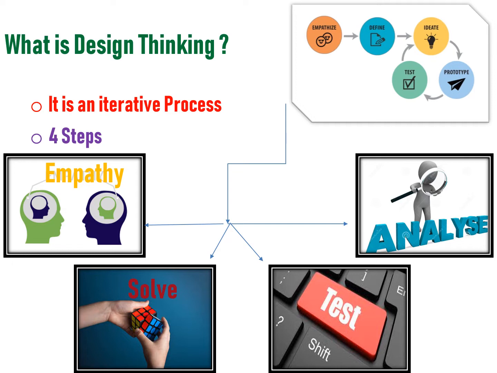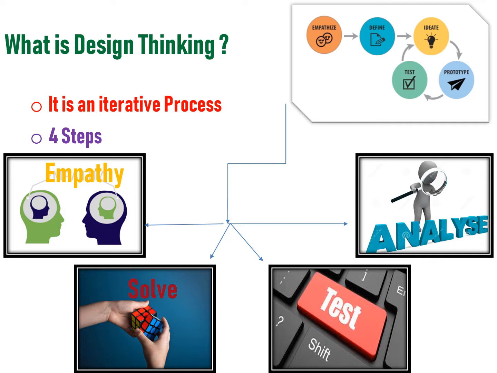First one, empathy. What does it mean? Empathy is a very important step in the design thinking process. That means we are looking at the problem from someone else's perspective, who does require a solution. Whatever we try to think of should be in the lines of a person who is really facing the problem. That is the first step, empathy. Second one, analyze.